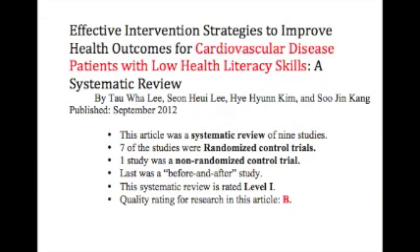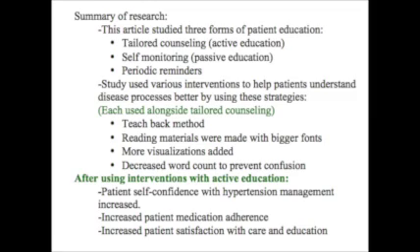The article I found was Effective Intervention Strategies to Improve Health Outcomes for Cardiovascular Disease Patients with Low Health Literacy Rates, a systematic review. This article is a systematic review of 9 studies, 7 being randomized control trials, 1 being a non-randomized control trial, and the last was a before and after study. The systematic review was rated level 1 with a quality rating of B, showing good research evidence.